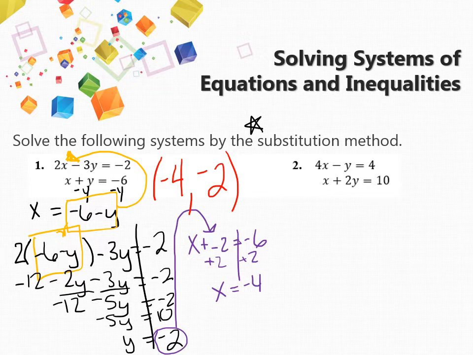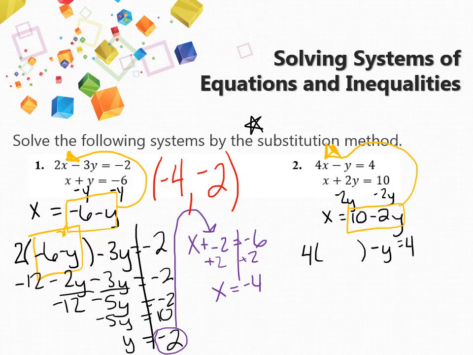If I take a look at example 2, let's see. First thing I need to do is isolate a variable. I'm going to get x by itself again on the second equation because it seems like the easiest thing to do. You don't have to. You have other options. And now I'm going to plug this expression in for x in the other equation. So let me write that out. I'm going to have 4 parentheses minus y equals 4. And in parentheses, I'm going to write out that 10 minus 2y.